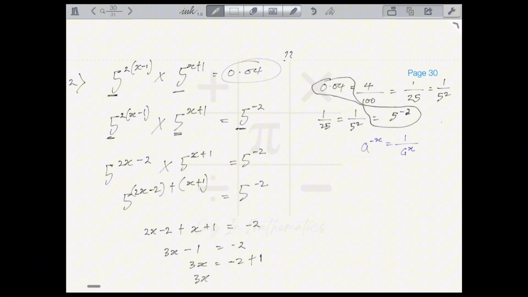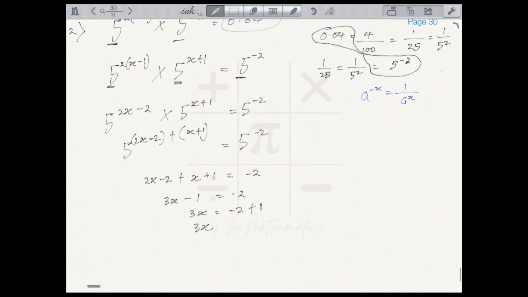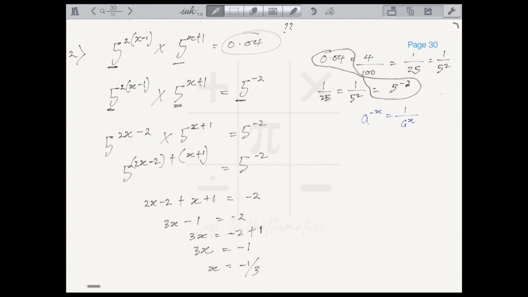So 3x therefore will be equal to minus 1, and x will be what? Minus 1 over 3. So we can see how straightforward this is. Straightforward it is. Now let's solve question 3.